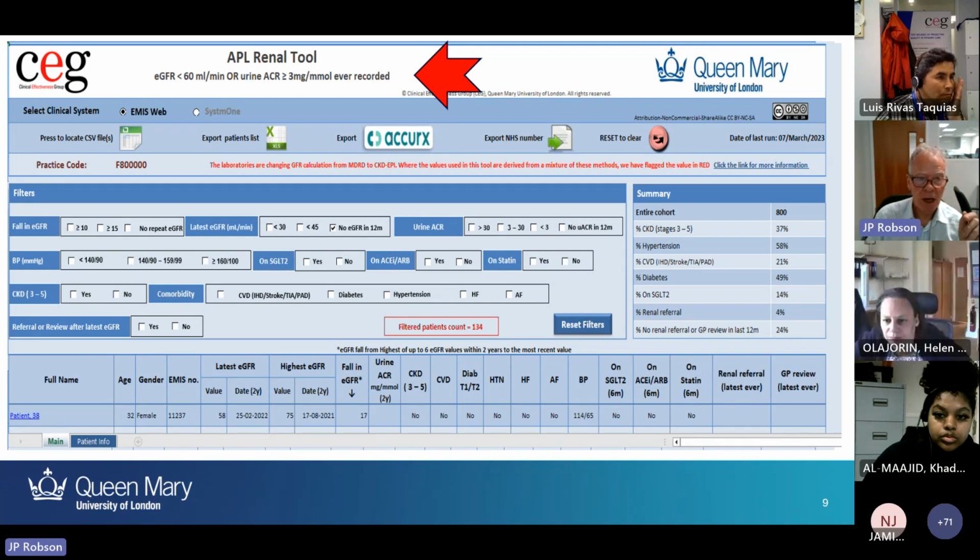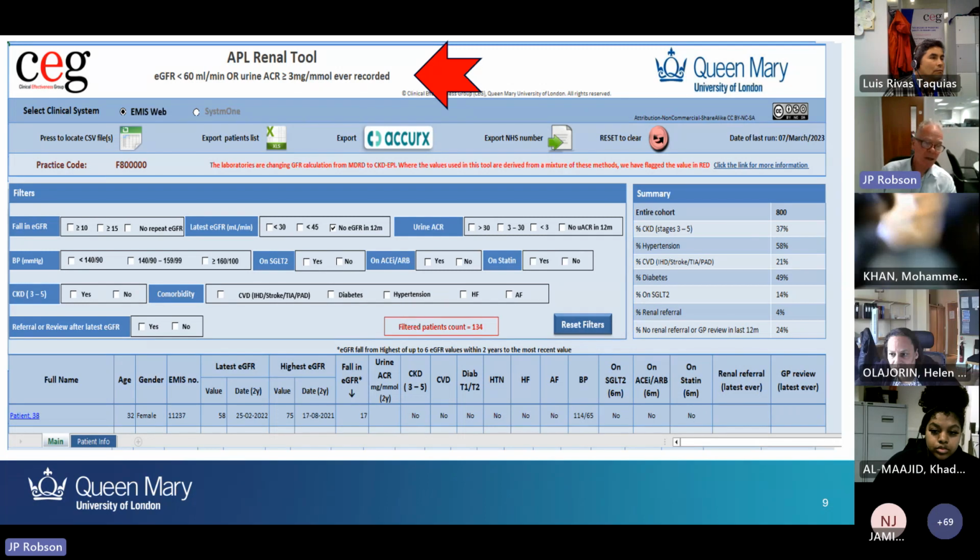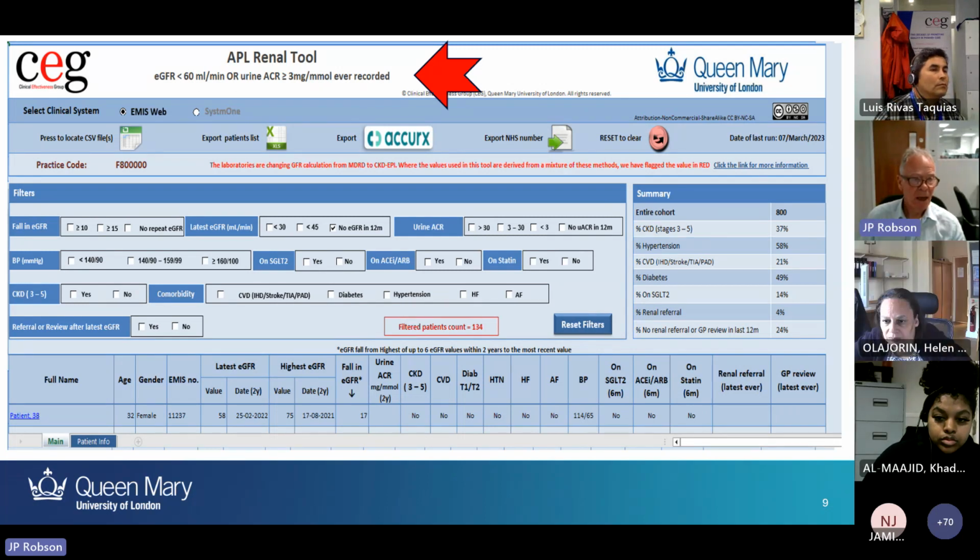You can look at their blood pressure. You can look at whether they're on a particular medication, on SGLT2s, on ACE, on statins, whether they've got their CKD coded, whether they've got comorbidities, and whether they've been referred or reviewed. You can use combinations of these factors. It's quite a powerful tool.